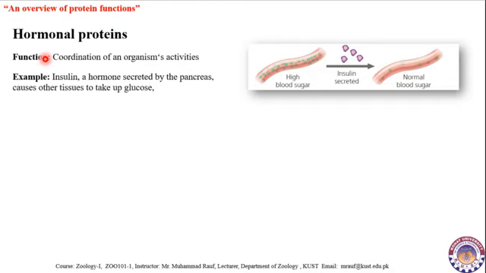The function of hormonal proteins is coordination of an organism's activities. An example of hormonal proteins is insulin. It is a hormone secreted by the pancreas, and it causes other tissues to take up glucose, thereby regulating the blood sugar concentration.